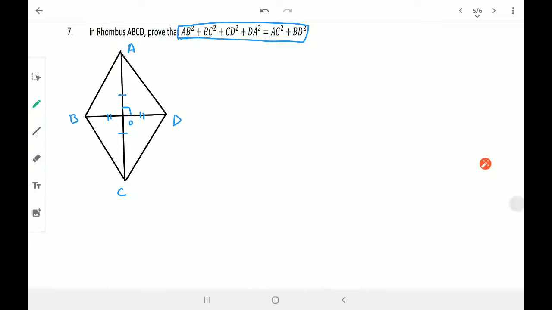I can use Pythagoras theorem in almost 4 triangles here, if you understand. In this triangle I can use, in this triangle I can use, even in this triangle, even in this triangle. But I will just use it in one triangle and prove the required result. कैसे prove करना है, that I'll show you. In AOD only I'll use Pythagoras theorem. In triangle AOD, angle O is equal to 90 degrees. Therefore AD square is equal to AO square plus OD square.